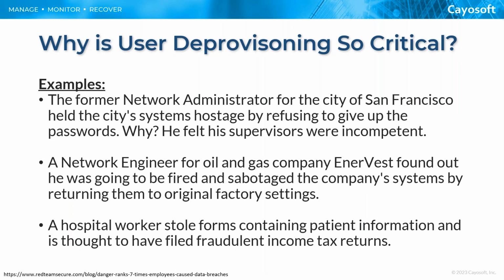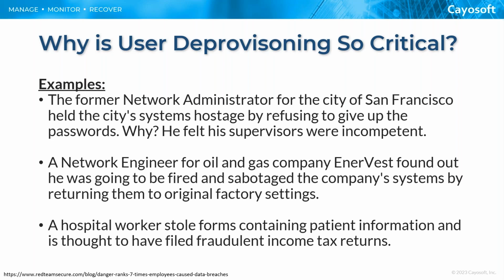Here's a couple of examples of what happens if you don't. I'll start at the bottom. Hospital workers stole patient information and are thought to have used it for fraudulent tax filings because their accounts weren't deprovisioned. They still had access after they departed the organization. A network engineer for an oil and gas company found he was going to be fired and so sabotaged the company's systems, returning them to their default settings. So all that time and energy spent configuring them to work the way they had been working was lost, and those systems were no longer valuable until they were reconfigured and brought back up.